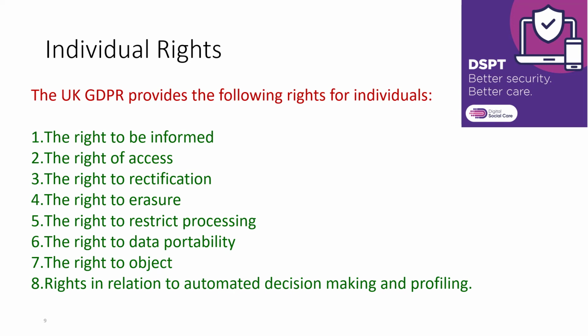So we need to provide them with something called privacy information, which is around what information we've got, what the purposes for processing that are, how long we're going to keep it, and who it's going to be shared with. And that's normally provided within a privacy notice, sometimes within the contracts that we have with clients, etc. The information that we provide within that must be concise, transparent, intelligible, and easily accessible.